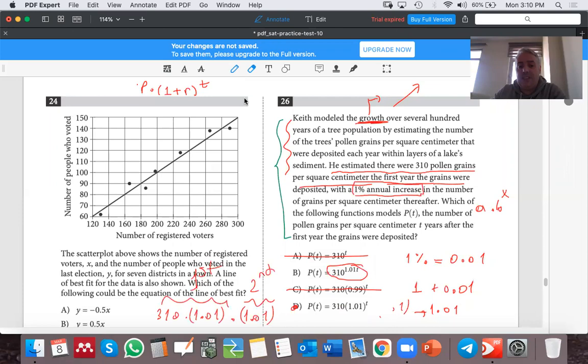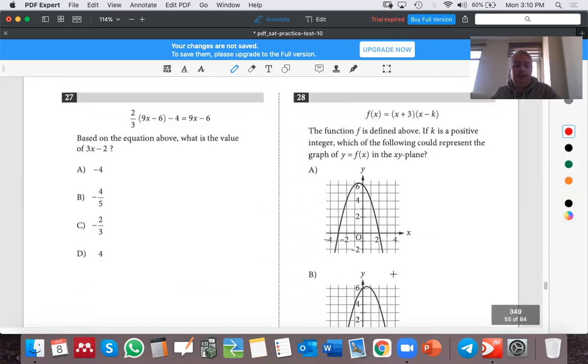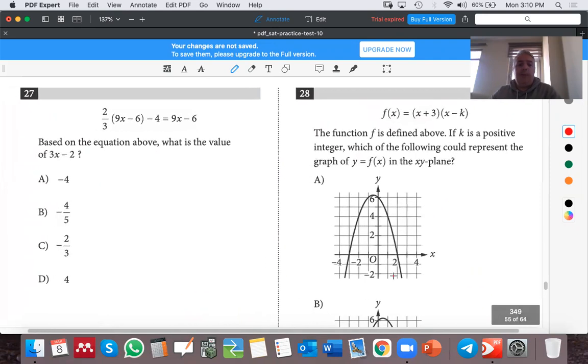Where is it? It is just being in part D. Now, let's talk about this question. Based on the equation, what is the value of 3x minus 2? To solve this question, the first thing is you can find x, and then you can substitute here to get the result. But when I look at the question, I just recognize something.